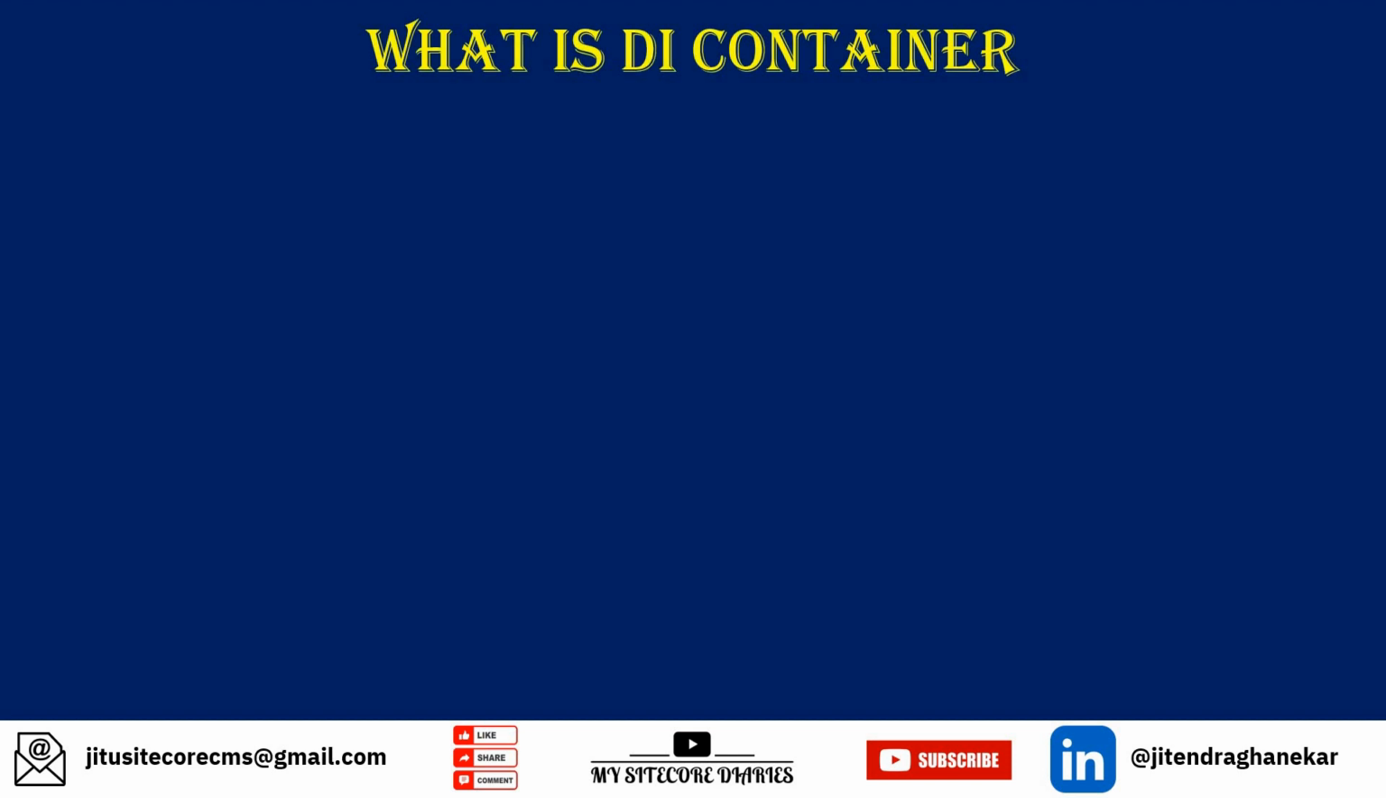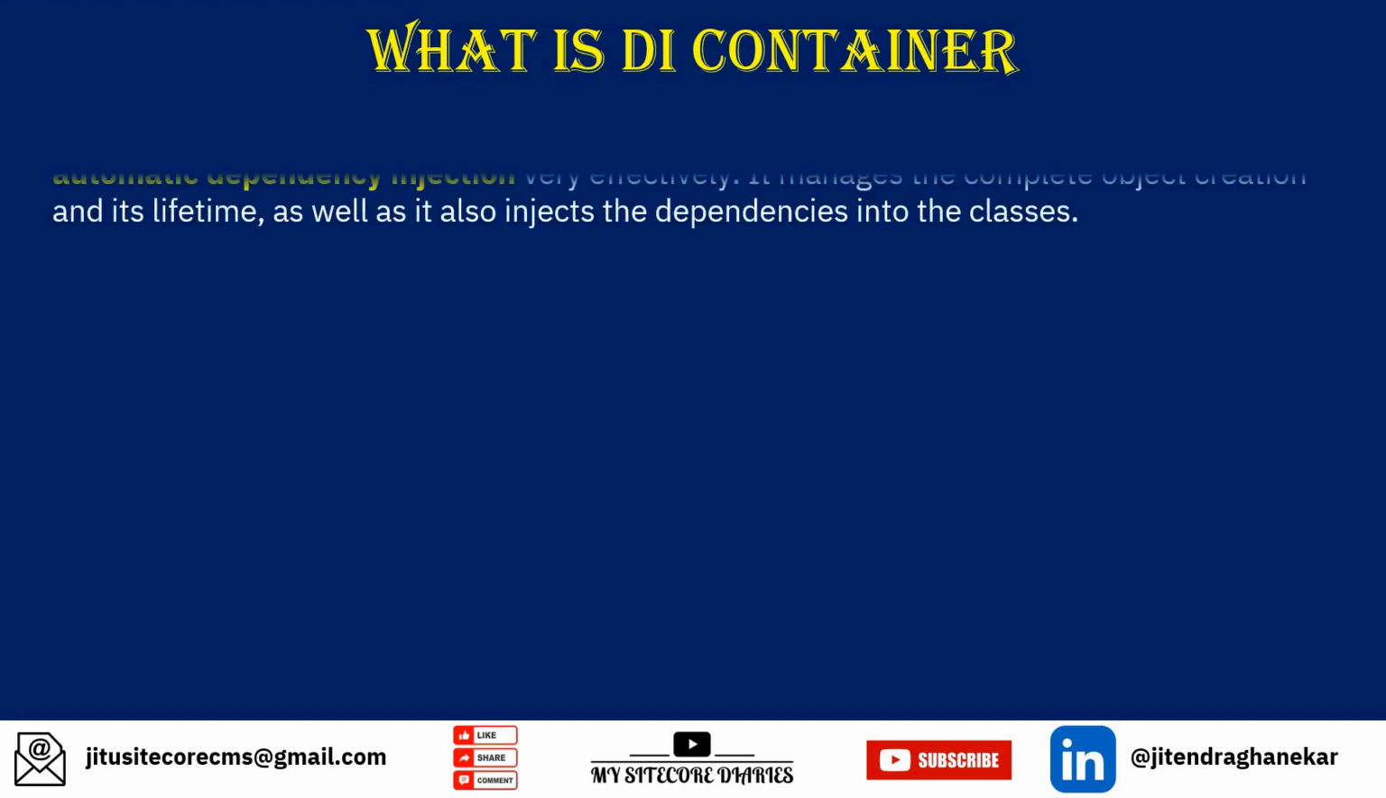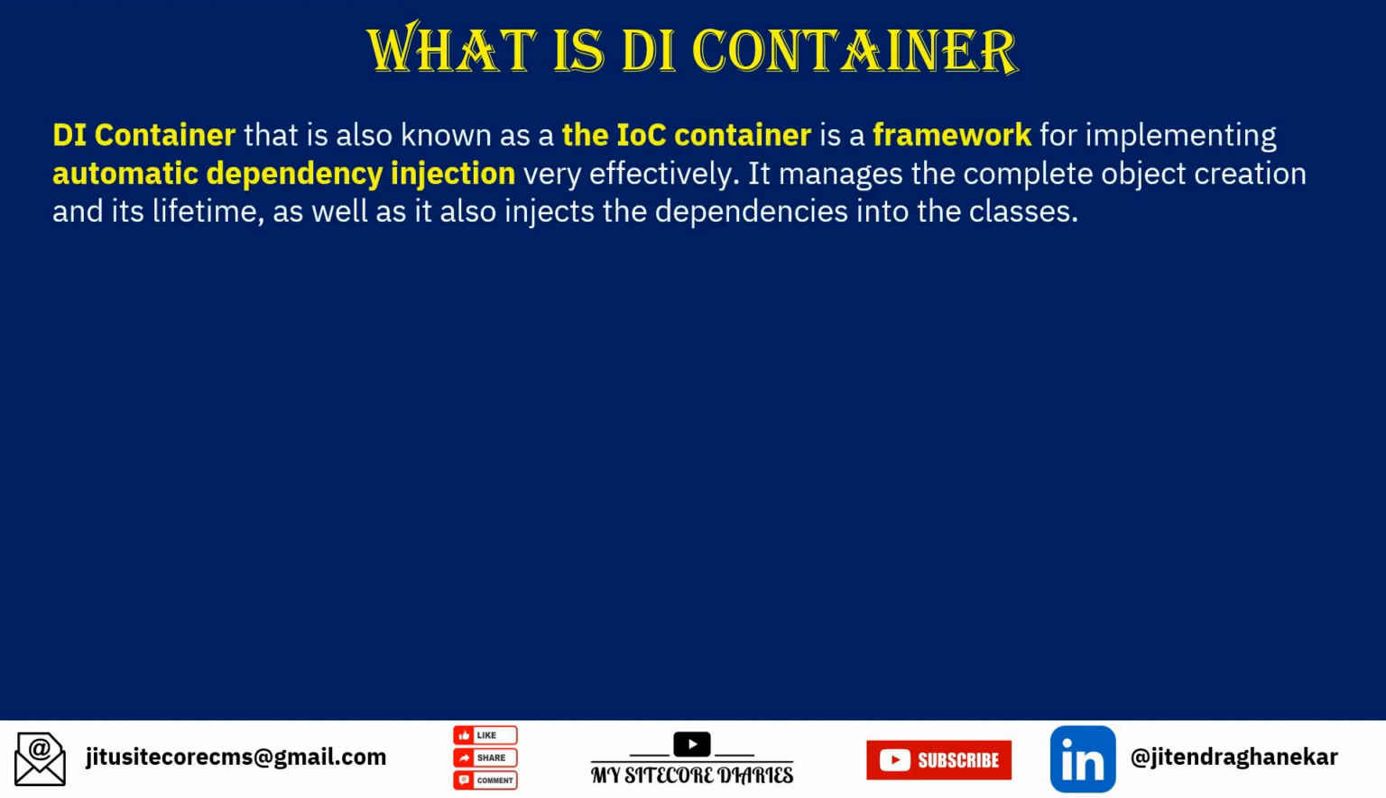Now let's see what a DI container is. A DI container is also known as the IOC container. Both are the same. It is a framework for implementing automatic dependency injection very effectively. Until now we have seen that we manually inject it, but there are some packages or third-party tools which can help you inject the dependencies. That is called a DI container. It manages the complete object creation and its lifetime, and also injects the dependencies into the classes. It manages all the processes.